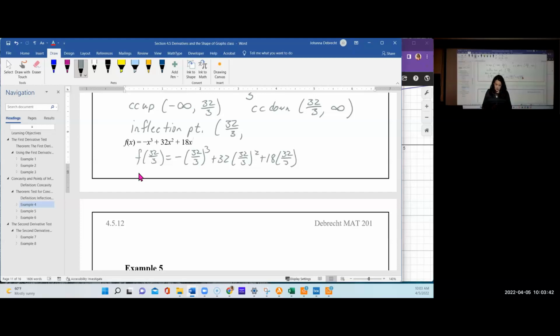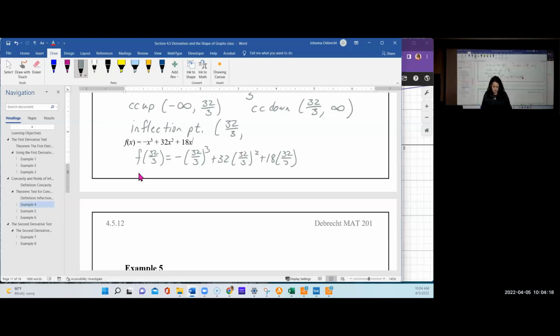So we'll have a -1 times 32. Let's back up, put that in parentheses. 32 divided by 3, close parentheses, cubed, plus 32 times parentheses 32 divided by 3, close parentheses, squared, plus 18, open parentheses, 32 divided by 3, close parentheses.